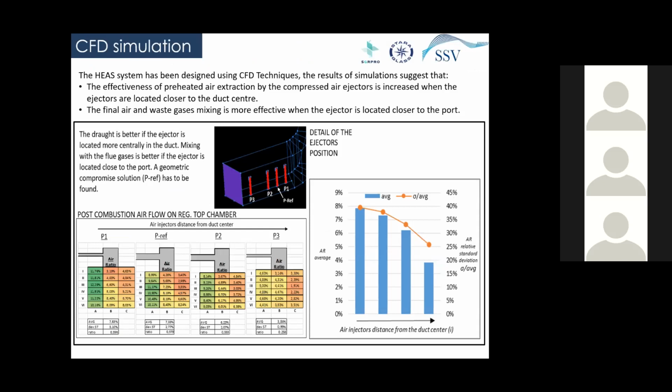The simulations conducted were validated by experimental analysis made by Stazione Sperimentale del Vetro. There is a good mixing of air and waste gas, and this could help in the reduction of CO production and, at the same time, of NOx production.